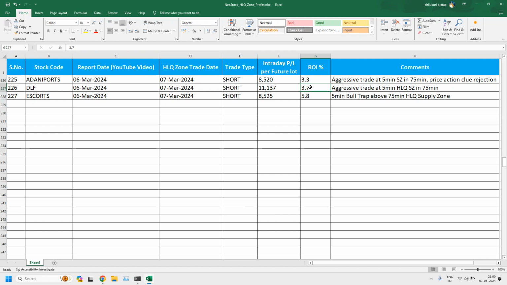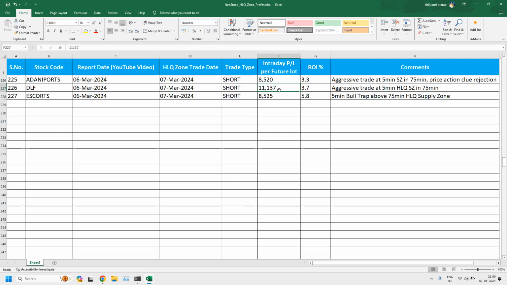Why not 6.1%? Because the futures lot cost is high here. One futures lot costs around 3 lakhs, 3 lakhs 1,000 or something, so we can say around 3 lakhs. That is the reason why your ROI is reduced, but your profit is increased. But this profit is for 3 lakhs investment. That's why ROI, return on the investment, is reduced. But whatever it is, your trade is finished in just 16 minutes. In 16 minutes, you got 11,000 rupees profit.